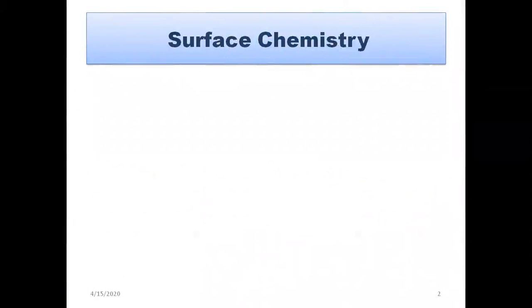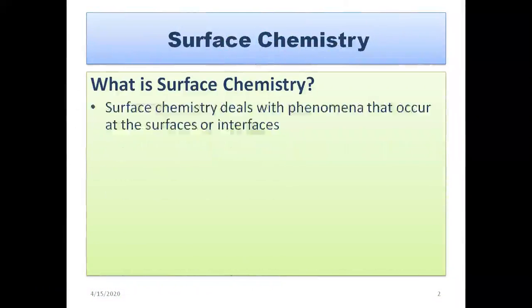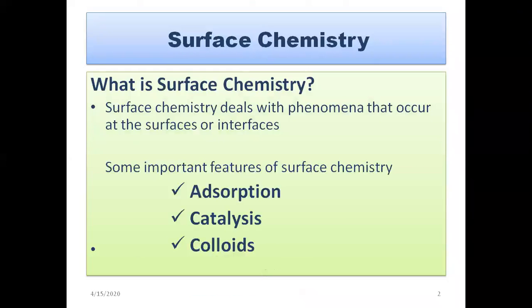Let's start with what surface chemistry actually means. Surface chemistry deals with the phenomena that occur at the surfaces or interfaces. What are the important features in this chapter? The first one is adsorption. The next one is catalysis. The next one is colloids.